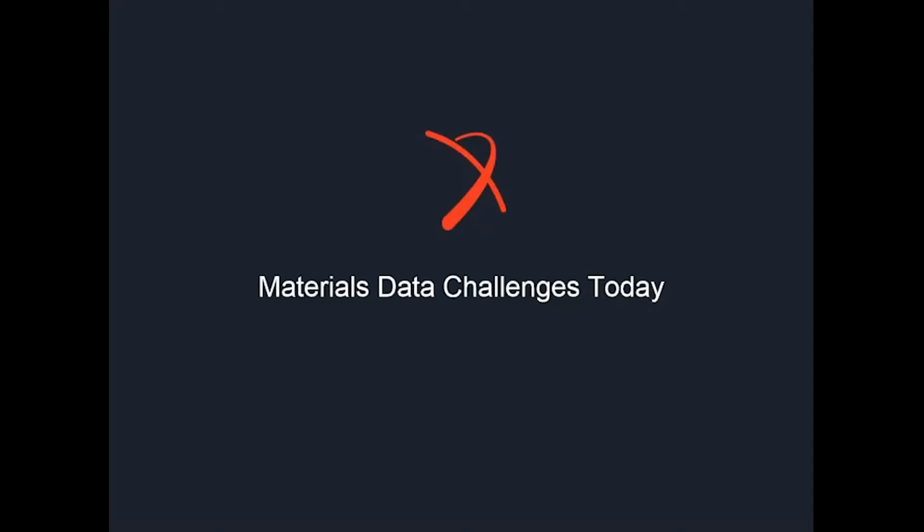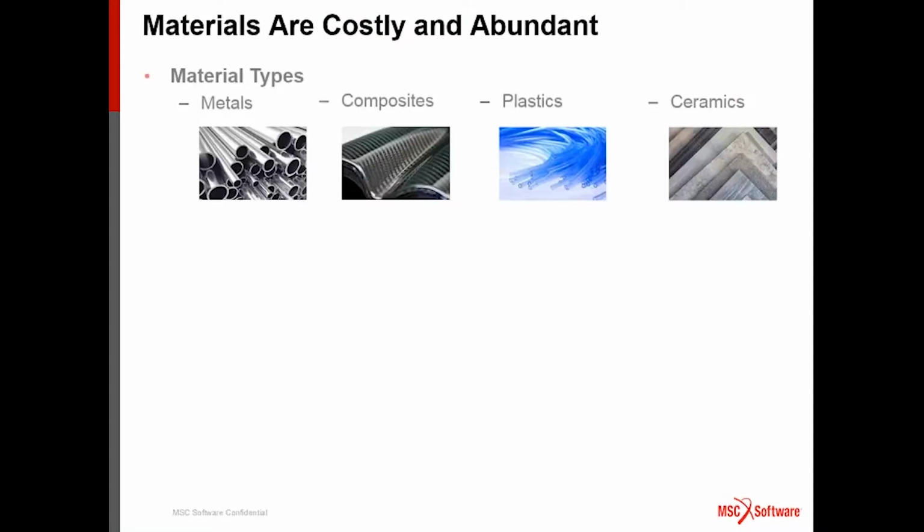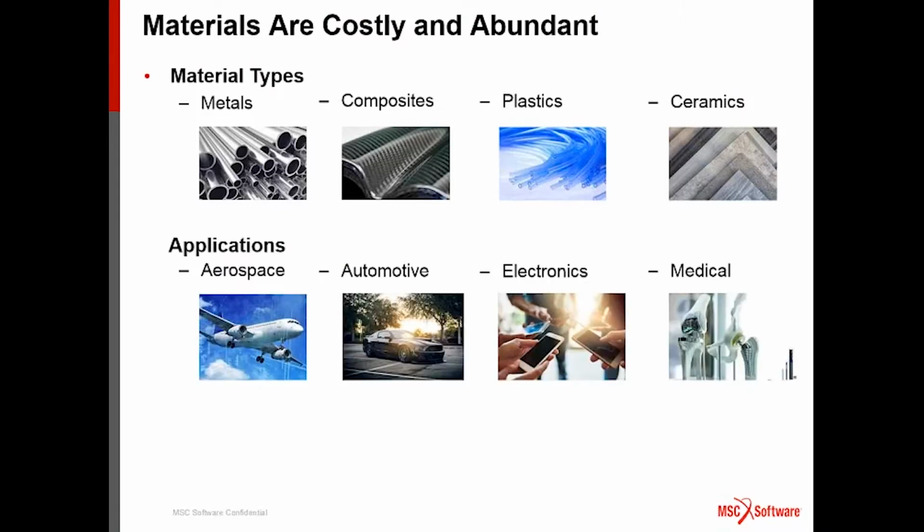First, let's talk about some of the biggest material data challenges today. Materials are extremely costly, and in today's society, materials are also very, very abundant. Now, there are many types of materials ranging from metals, composites, plastics, and ceramics. And among these materials, they also have many different types of applications, including aerospace, automotive, consumer electronics, and even within the medical industry. And materials are the primary contributors to innovation within these fields for making airplanes lighter, electronics faster, and chemical byproducts safer for the environment.